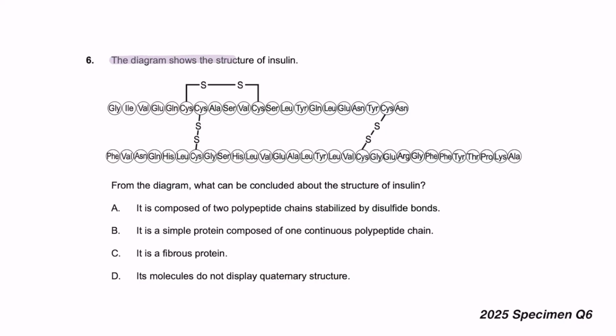The diagram shows the structure of insulin, which has 2 polypeptides. These 2 polypeptides are linked together by disulfide bonds.